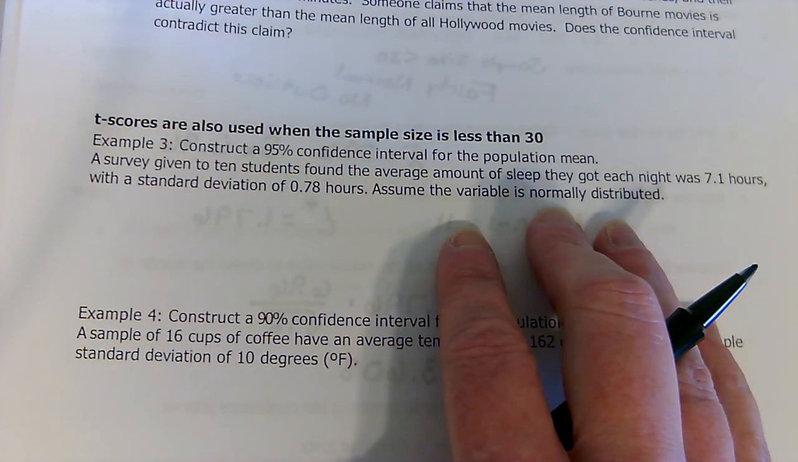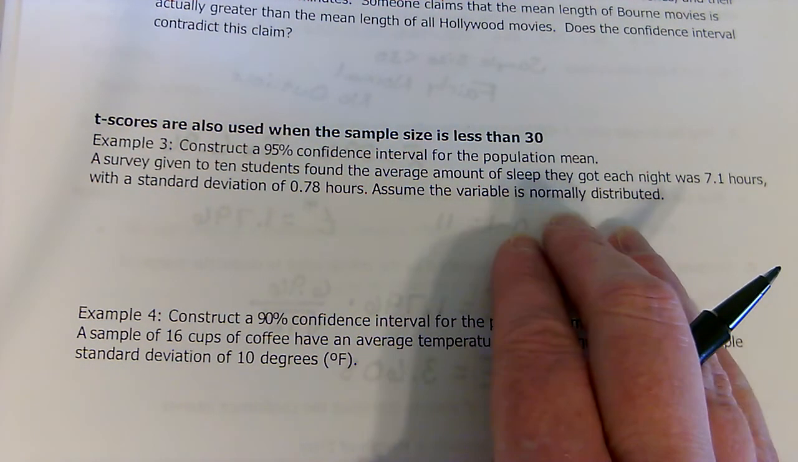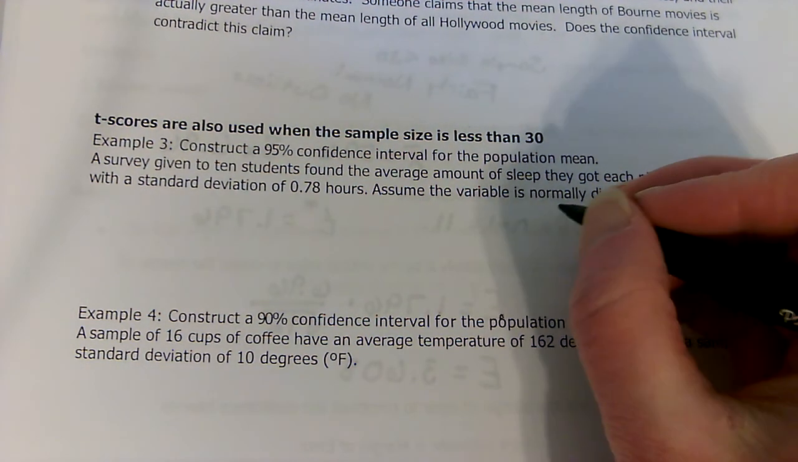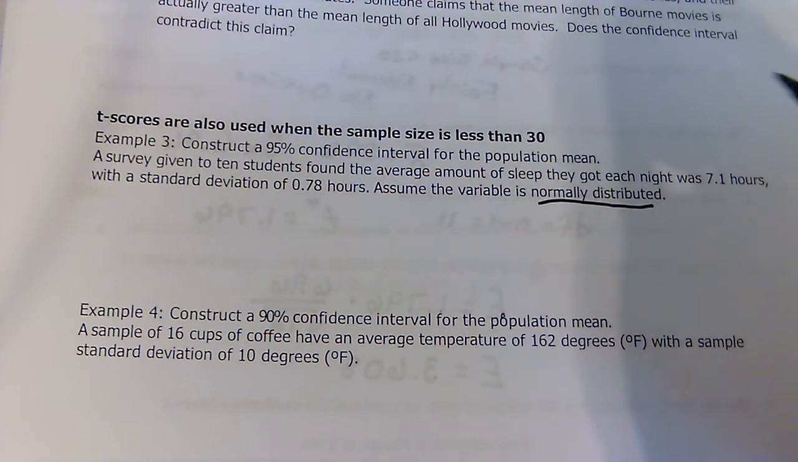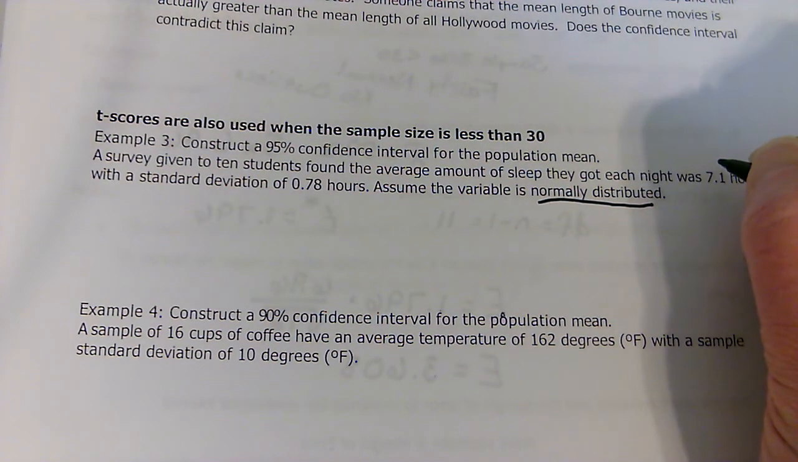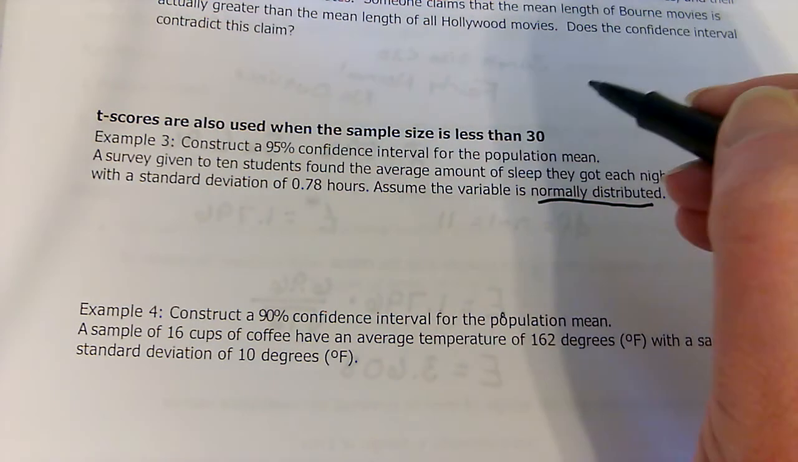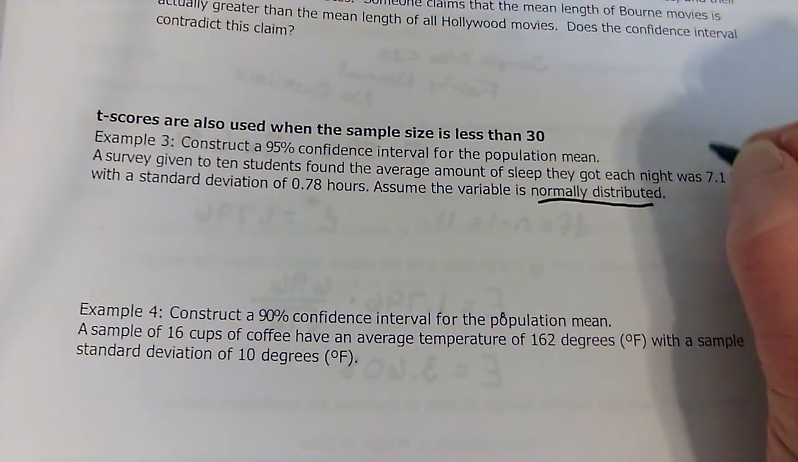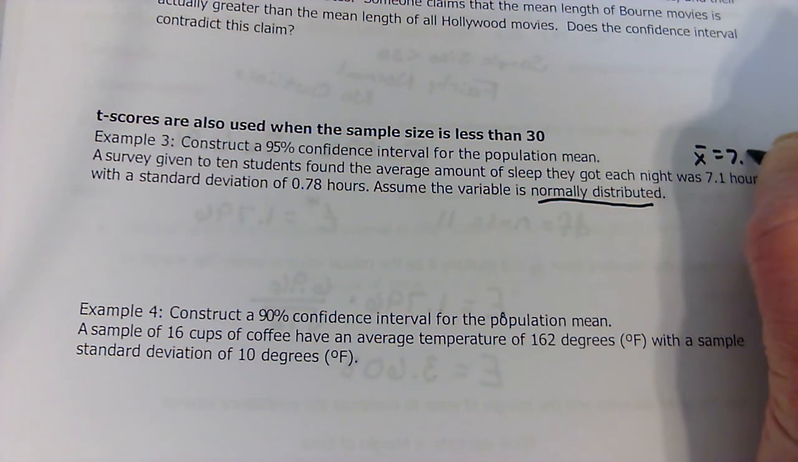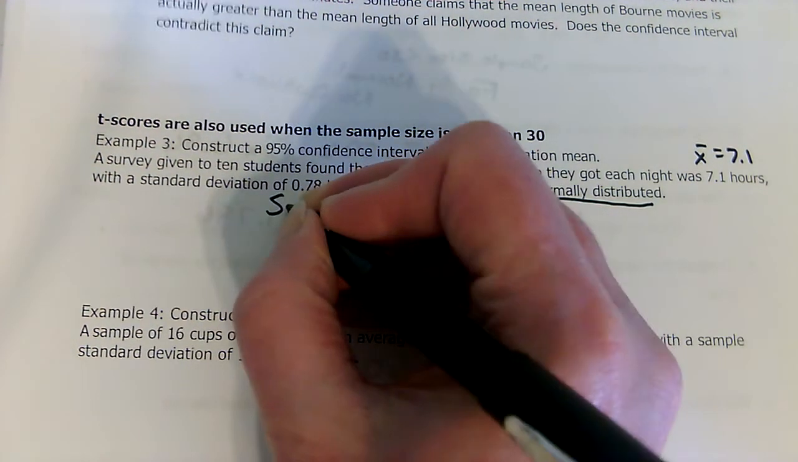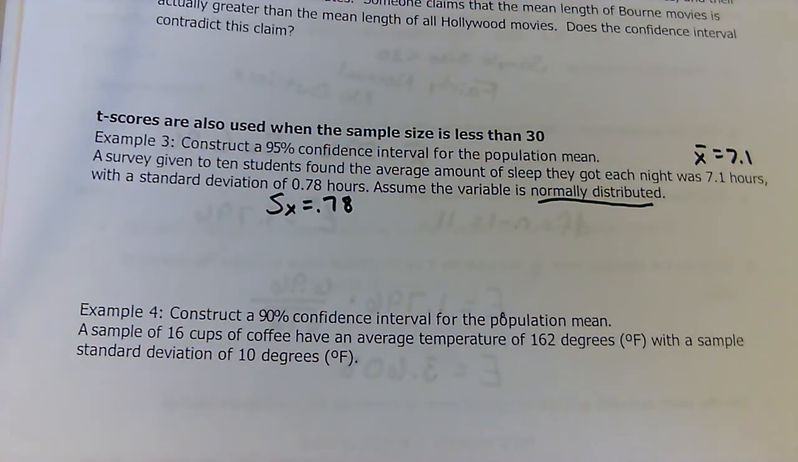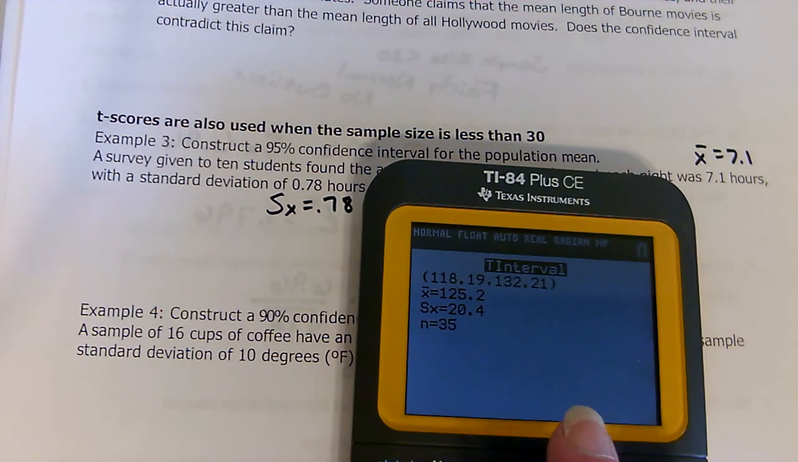We can only use the t-scores for sample sizes less than 30 if we know that they're normally distributed. I should make that note. So if we know that it's normally distributed, sample sizes less than 30, this is the best way to go. So it says construct a 95% confidence interval. We have 10 students. The average amount of sleep is 7.1. Standard deviation is 0.78. We're just going to do one more example using the calculator.